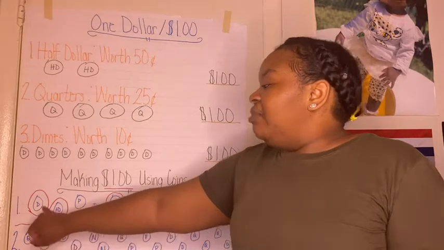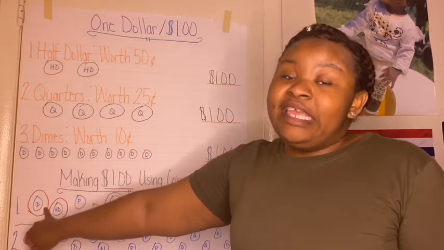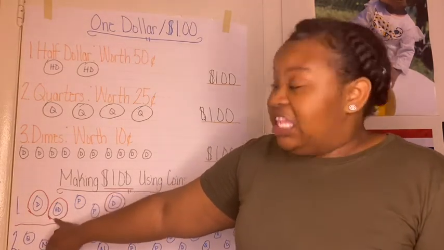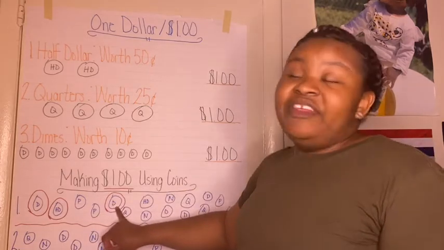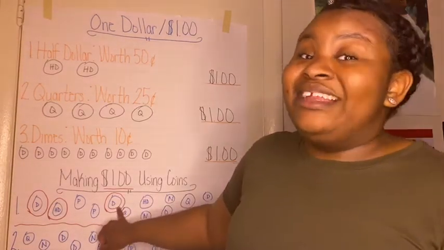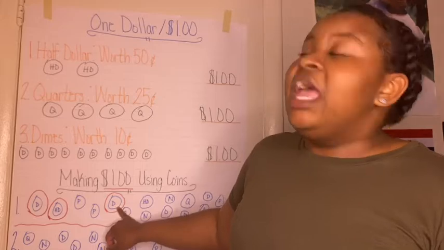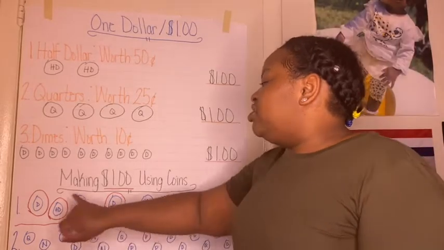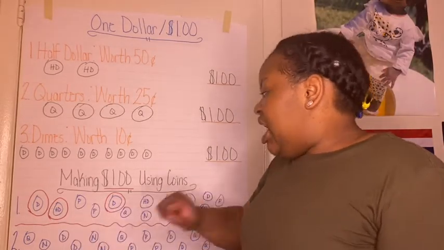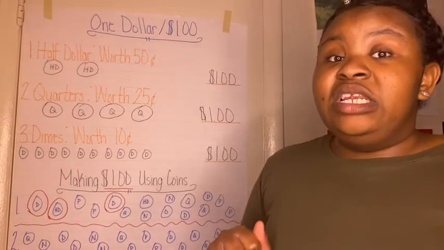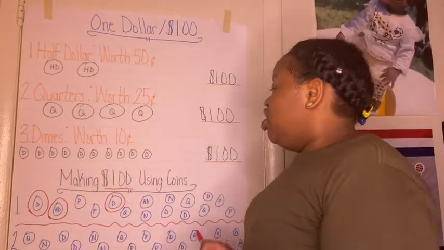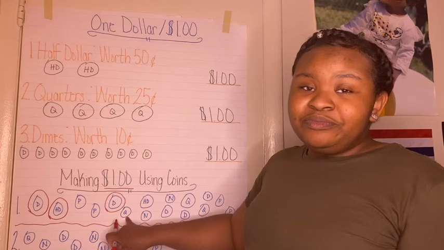So a half dollar plus a dime, which is 50 plus 10, gives me 60. Nice. So then now I'm adding another dime. So now 60 plus a dime gives me 70. Job well done. So now I'm at 70 cents. Now it's time for me to get to $1. I have to get to $1. So can I add a quarter to that?